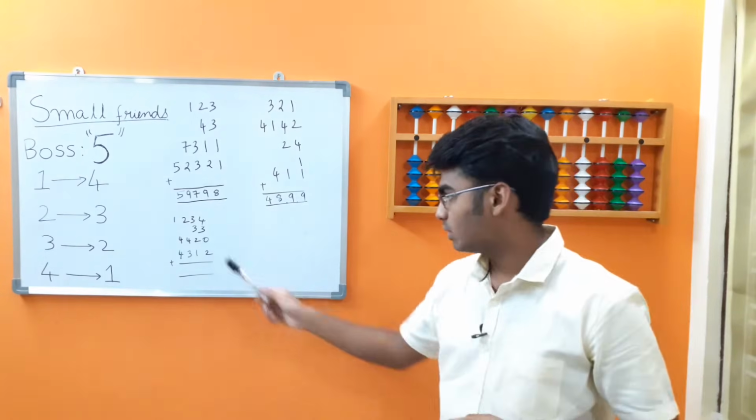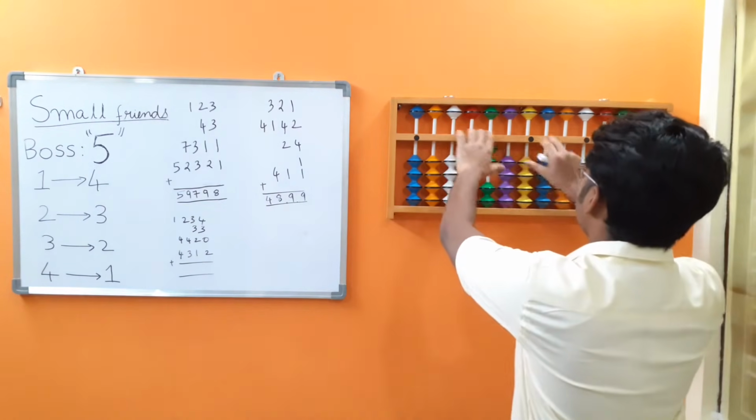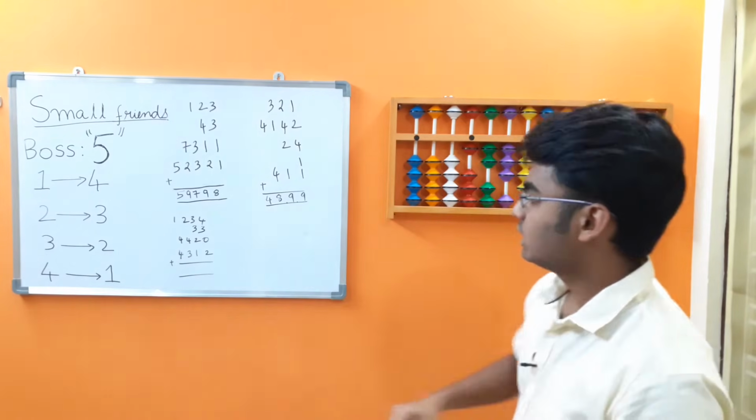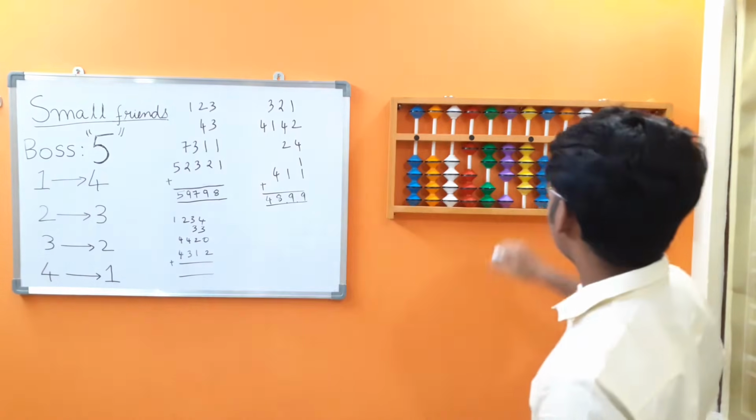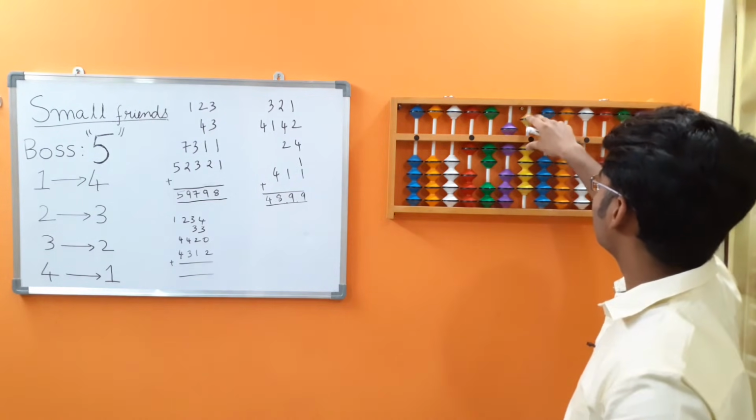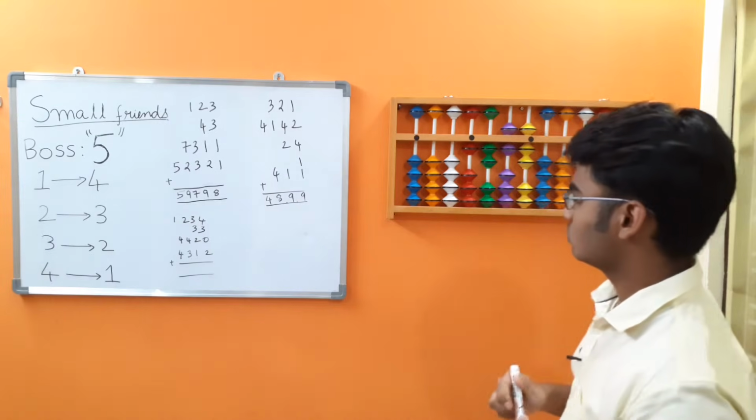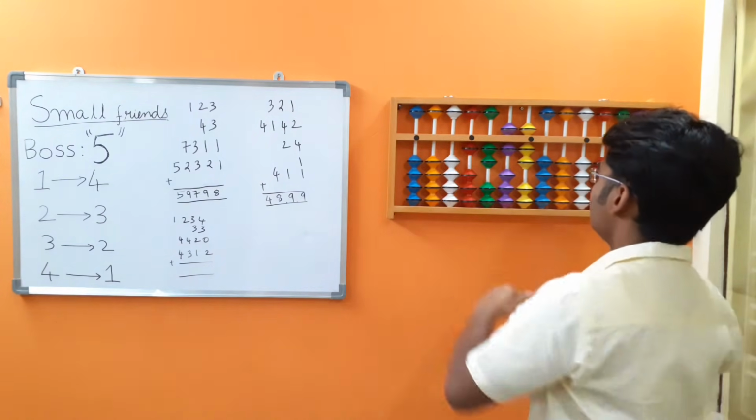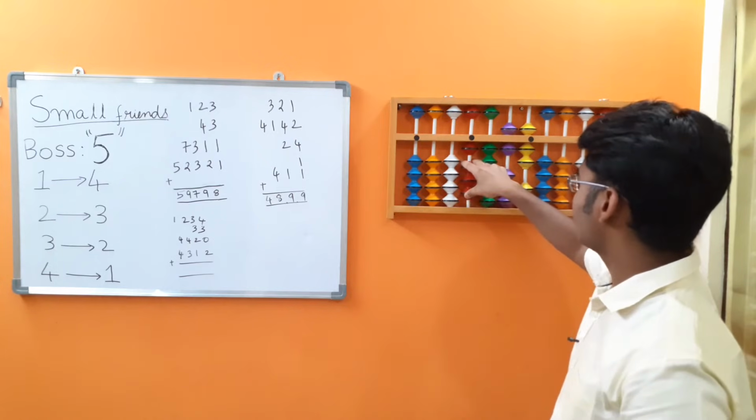Let's add this example. 1, 2, 3, 4 and 33. 3's friend is 2. Right? Add the boss 5, less the friend 2. Again here add the boss 5, less the friend 2. 4, 4, 2, 0. Here we have to add 4 but we only have 3 beads.